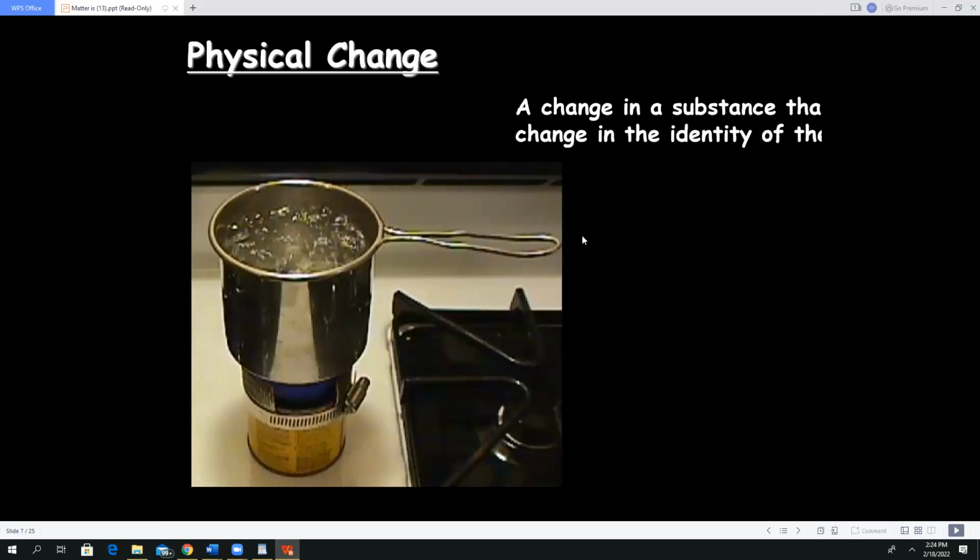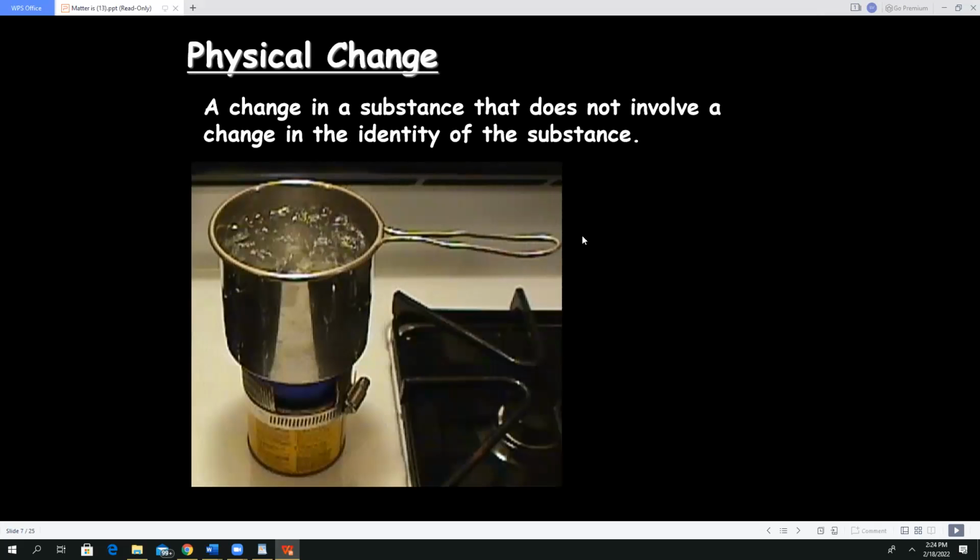Okay, a physical change is a change that the substance undergoes, but it does not involve any kind of change in its identity. So like I was saying, if you have ice and you leave it out, you just get water. And ice is just frozen water. Same thing if you're boiling water, you're getting steam. Steam is water as a gas, right?